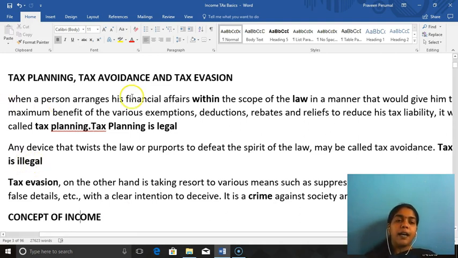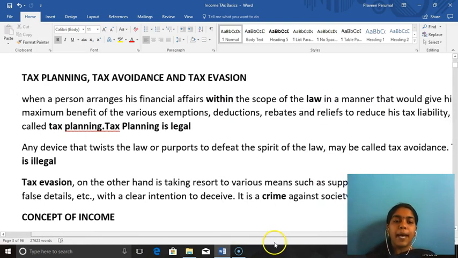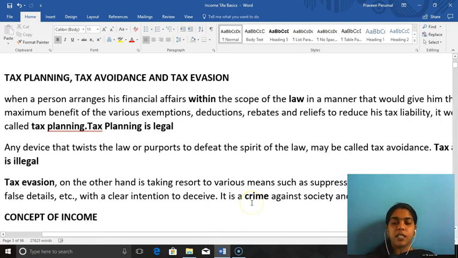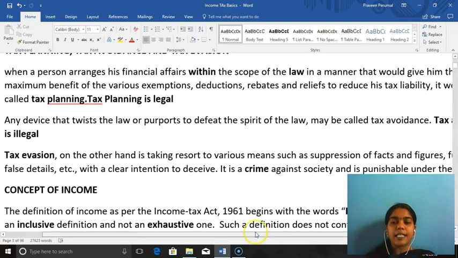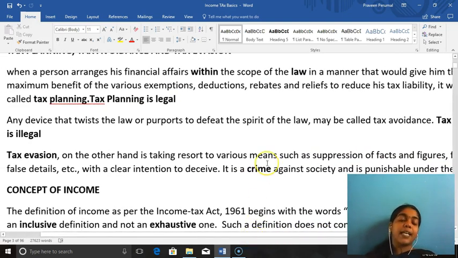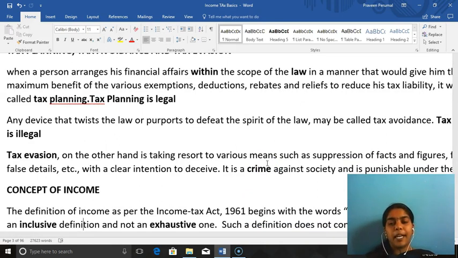When a person arranges his financial affairs within the scope of law, very important, in a manner that would give him the maximum benefit of various exemptions, deductions, rebates and reliefs to reduce his tax liability, it would be called tax planning, and tax planning is legal. For example, a person lives in a rented house in a metro city, so he can take the benefit of the rent paid. If he is a salaried person, he can show his rent to the employer and claim the benefit. That is well within the scope of law.